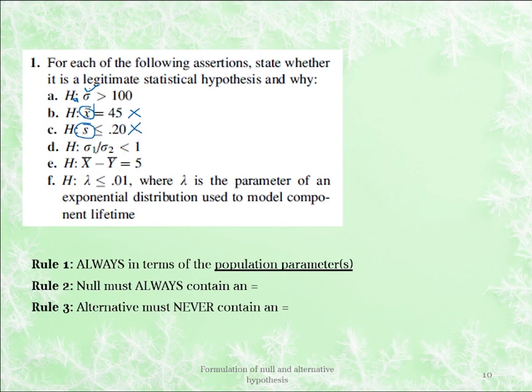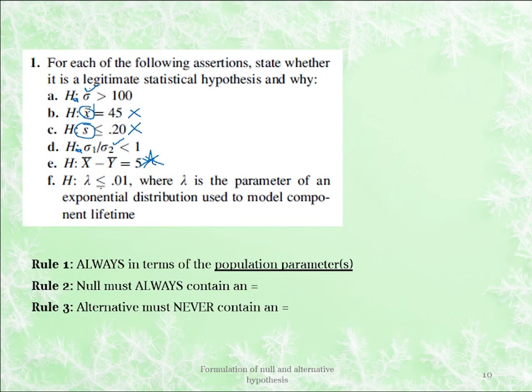Option D, we have sigma 1 divided by sigma 2. So those are both population parameters. So rule 1 is satisfied. We have a less than and a value, which means because it's a less than, this cannot be a null. So this can be an alternative. So that is fine. So also meets our criteria. Then option E is the difference between X bar and Y bar. And again, notice X bar and Y bar are both sample statistics. They're not population parameters. So again, not going to be a valid hypothesis.